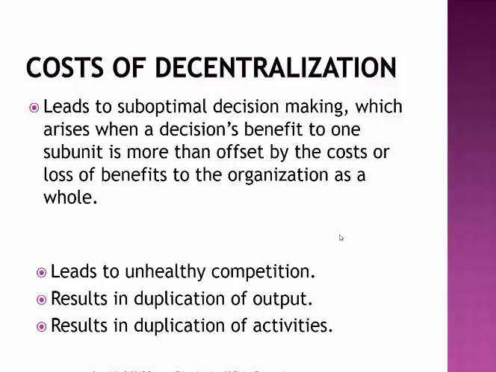Suboptimal decision making arises when a decision's benefit to one subunit or a manager of a subunit is more than offset by the cost or loss of benefits to the organization as a whole. And I'm going to show you guys some examples. So in other words, we are not making the best decision for the organization as a whole. Therefore, we have made a suboptimal or not optimal decision.